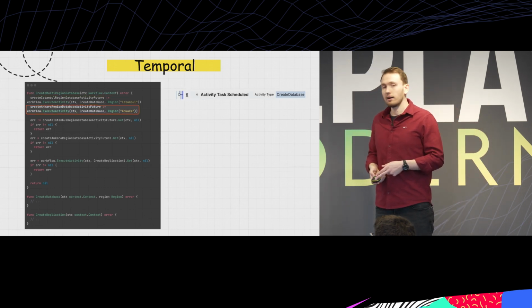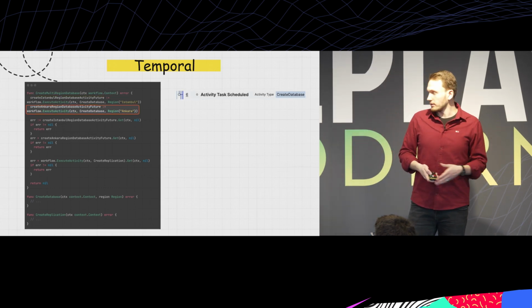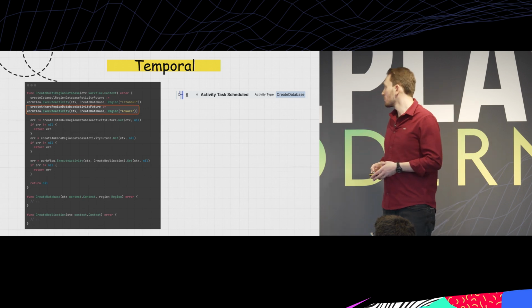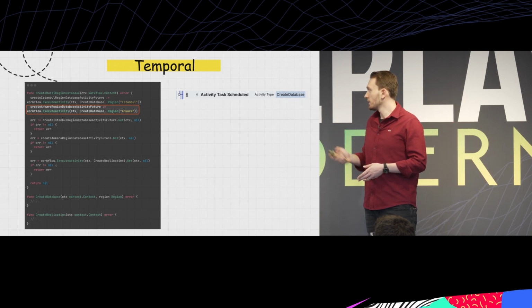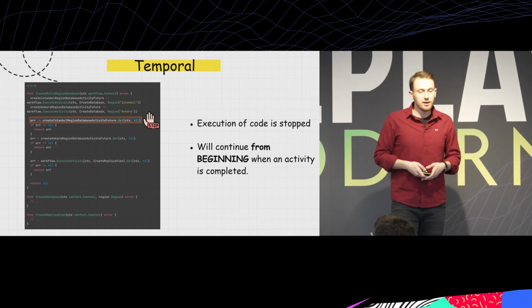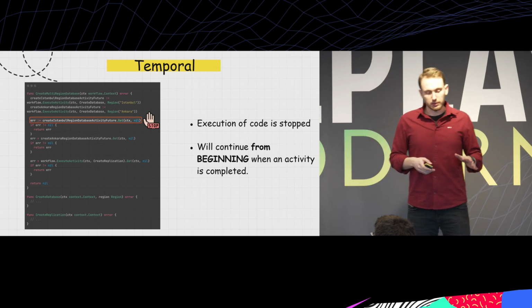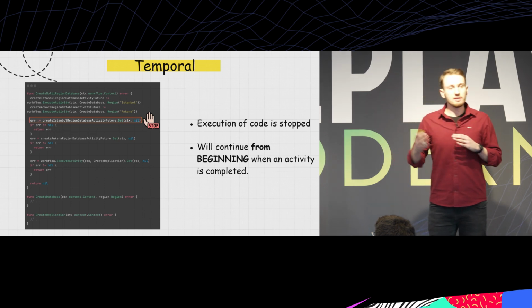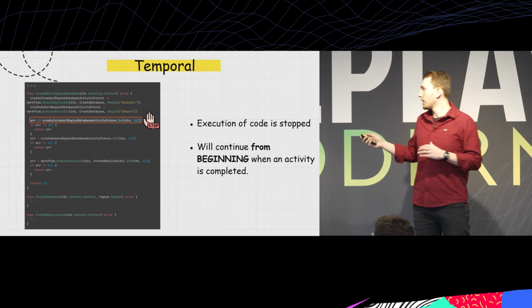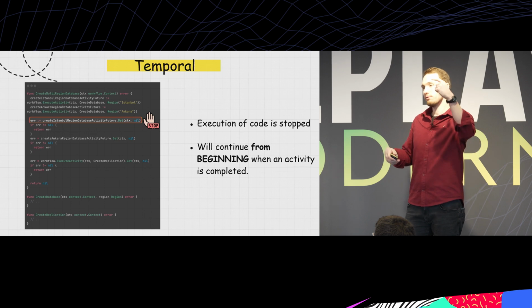And in the next line, I will add another log to my event history. Actually, Temporal will add it, of course. I will schedule another activity, which is create database activity. In the next line, this line is very important. My execution of code is stopped here. And if there is any addition to event history, replay will be triggered, and my workflow execution will start from the beginning.